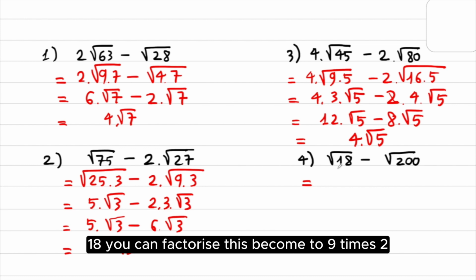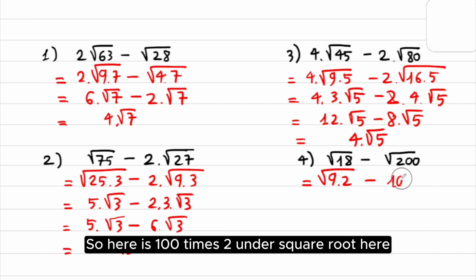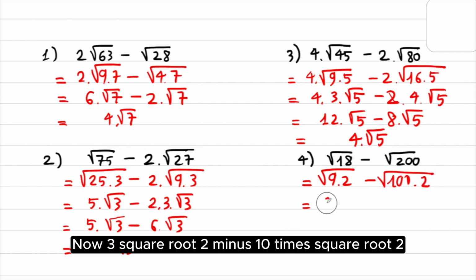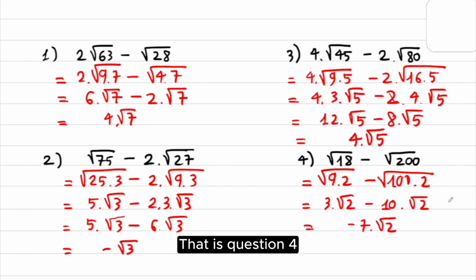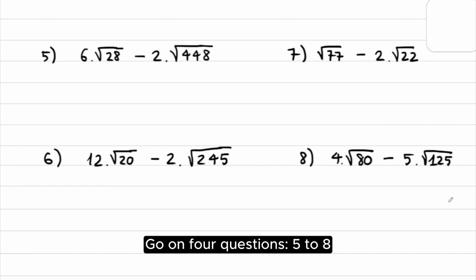Question 4, 18 you can factorize to 9 times 2. Okay, so here is 100 times 2 square root here. Now 3 square root 2 minus 10 times square root 2. 3 minus 10 you get minus 7 square root 2. Minus 7 square root 2. Okay, that is question 4. Go on for questions 5 to 8.